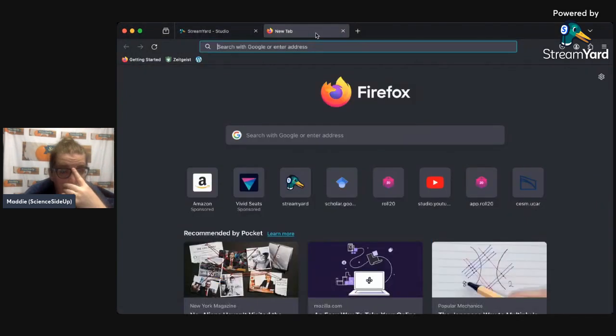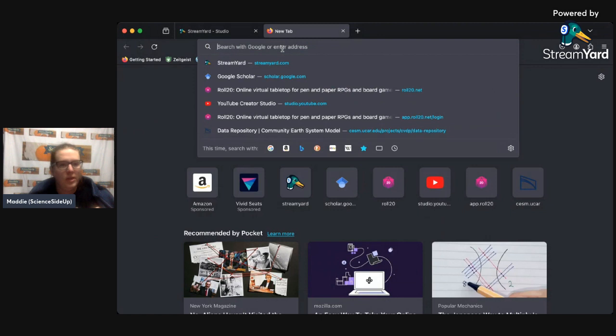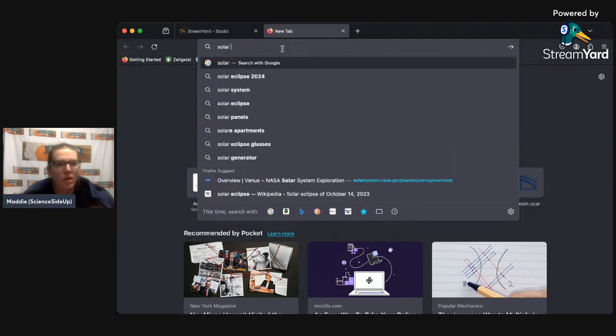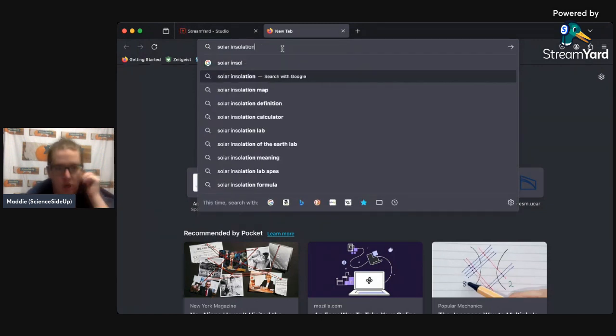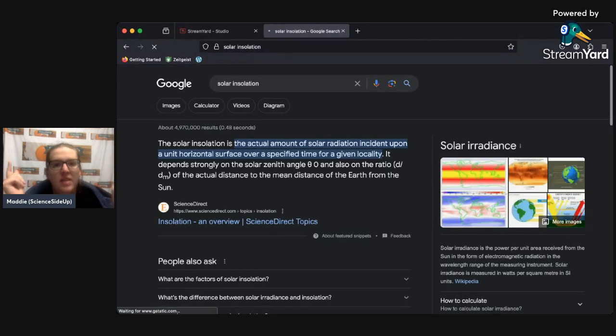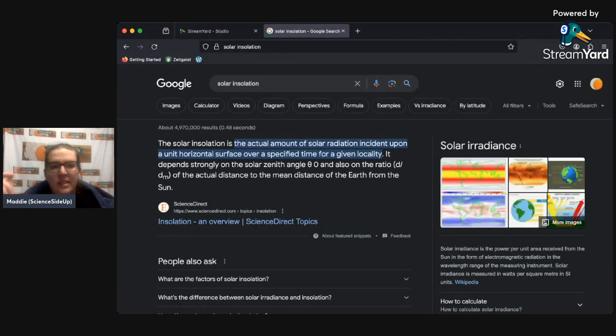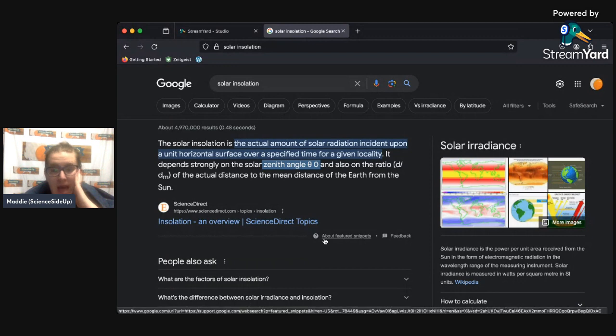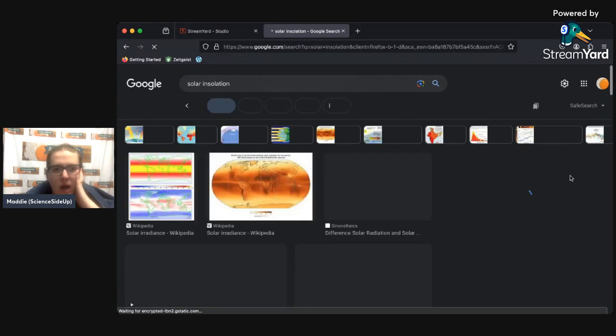Sharing not the infinite window, but we're gonna do a thing, and it is solar insolation. Solar insolation: the actual amount of solar radiation incident upon a unit horizontal surface over a specified time for a given locality. It depends on the solar zenith angle and also on the ratio of the actual distance to the mean distance of the Earth from the sun. So this zenith angle matters. And again, you know what else matters? Time.